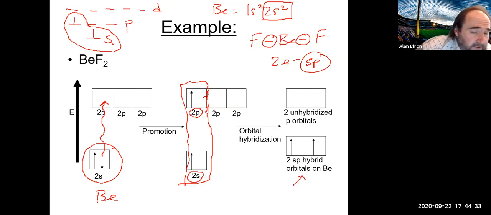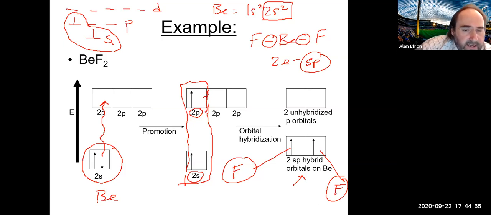And these are the 2 atomic orbitals that are going to come together to make our 2 sp hybrid orbitals. And what's going to happen in this case is each one of these hybrid orbitals has the ability to make a bond, right? It only has 1 electron each. So this guy, for example, will go and make a bond with a fluorine. This guy over here will go and make a bond with a fluorine, and that would account for the bonding that we see here in BeF2.